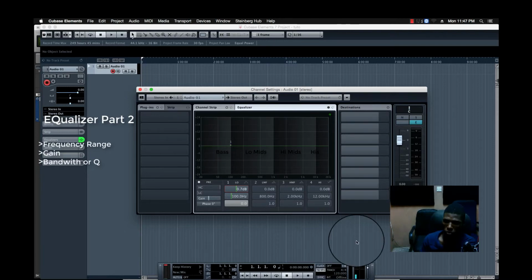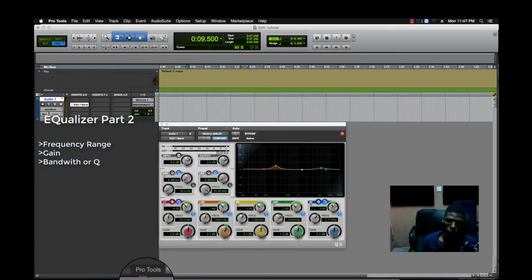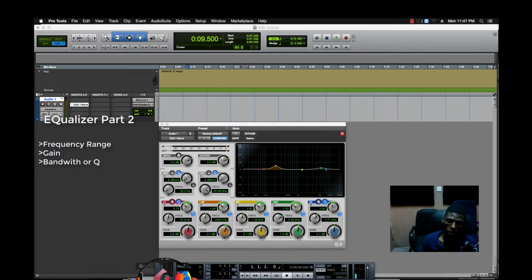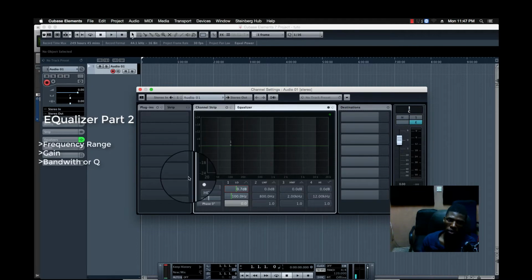Let me just go back to Pro Tools so that you get to see also. If you see this one, the gain is up to 18 dBs and negative 18 dB of gain reduction, and that other one in Cubase is up to 24 dB and negative 24 dBs. So basically the gains differ in different equalizers that you might find. But the principle always remains the same, is what you are looking for. I hope this build up has enlightened you on things that you have to use on an equalizer.